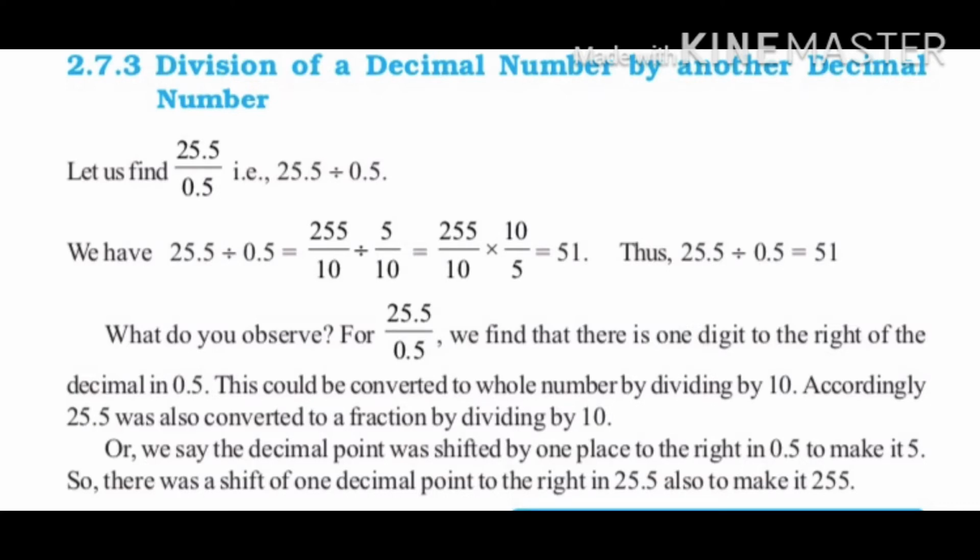Now what do you observe? For 25.5 divided by 0.5, we find that there is one digit to the right of the decimal in 0.5. This could be converted to a whole number by dividing by 10. Now accordingly, 25.5 was also converted to a fraction by dividing by 10. Or we say the decimal point was shifted by one place to the right in 0.5 to make it 5. So there was a shift of one decimal point to the right in 25.5 also to make it 255.